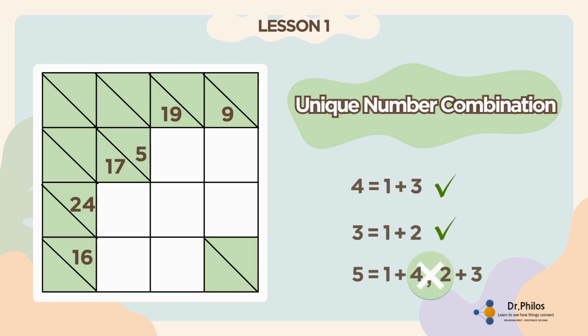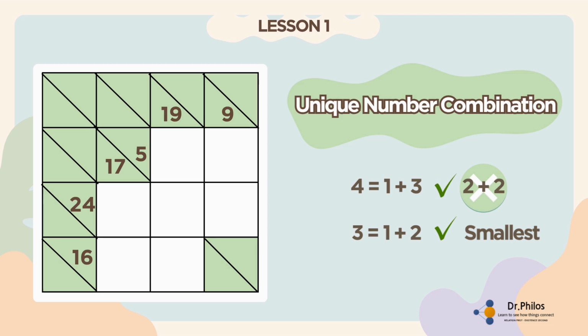Why do 3 and 4 have only one way? Because 3 is 1 plus 2. Since 1 and 2 are the smallest numbers, there is no other way. For 4, there is 1 plus 3 and 2 plus 2. But you cannot use the same number twice. So there is only one way.